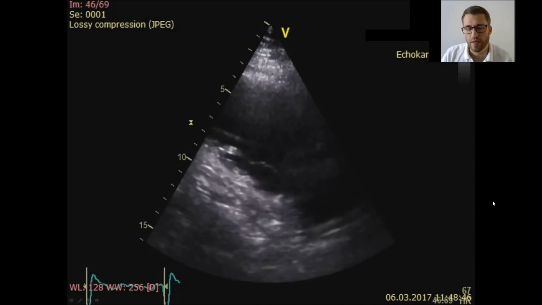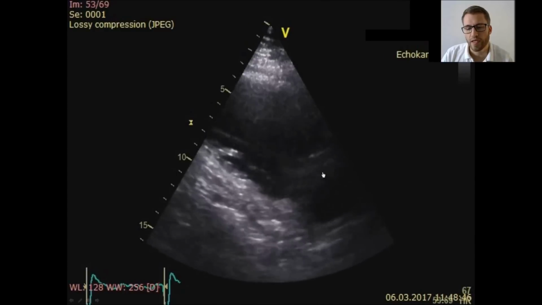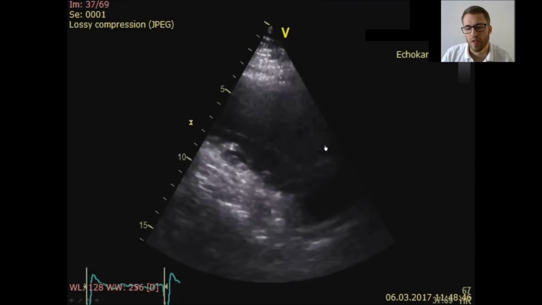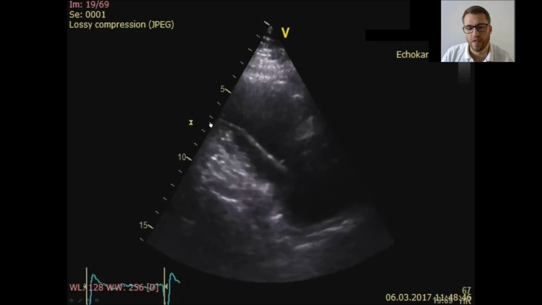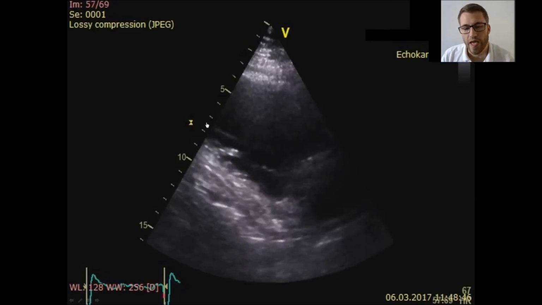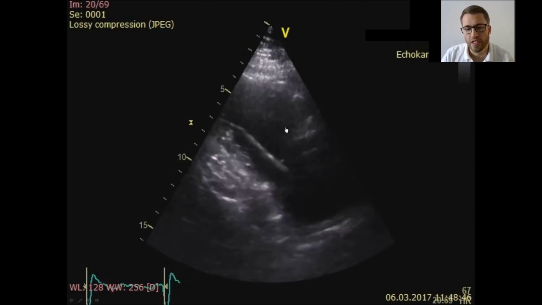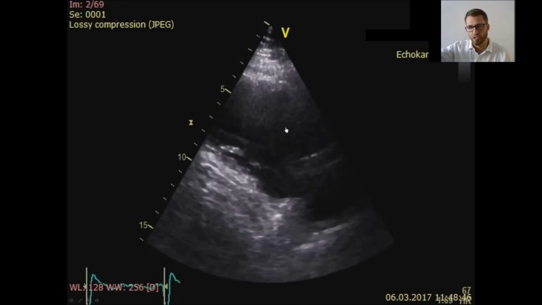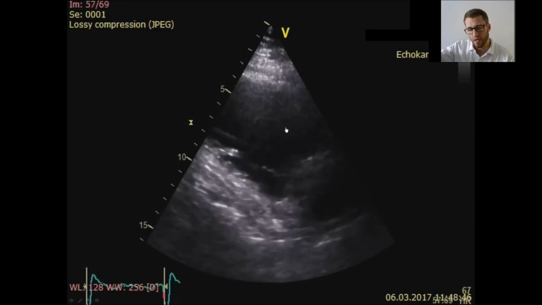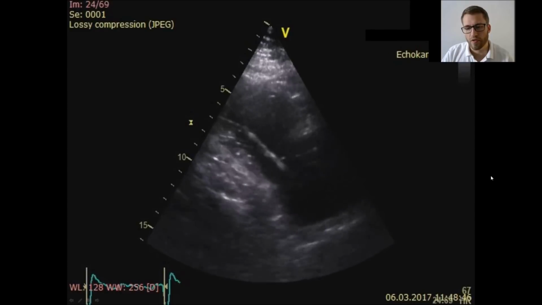And this is a typical view: the right ventricle and the right atrium with the tricuspid valve and the pacemaker lead that is going into the right ventricle and the apex of the right ventricle. You get this view if you tilt the probe a little bit more superficially, and sometimes you get a very good look at the tricuspid valve.